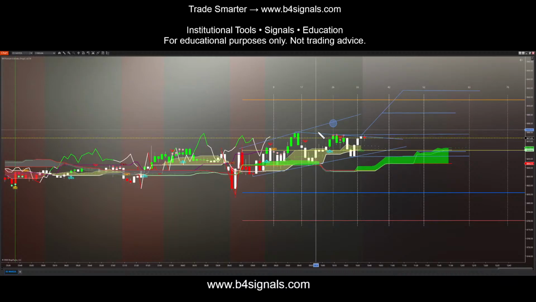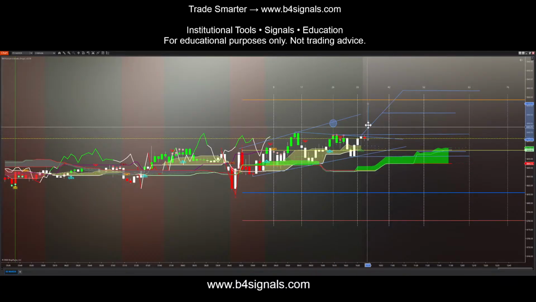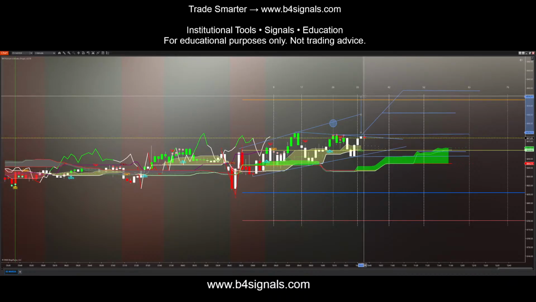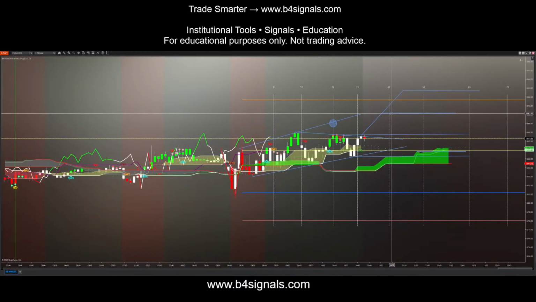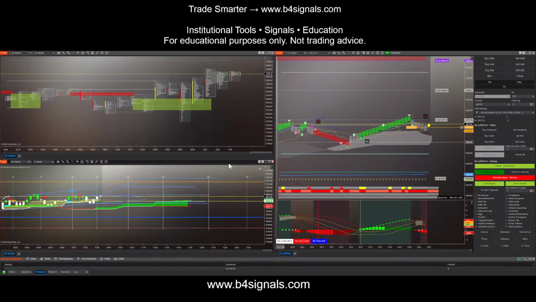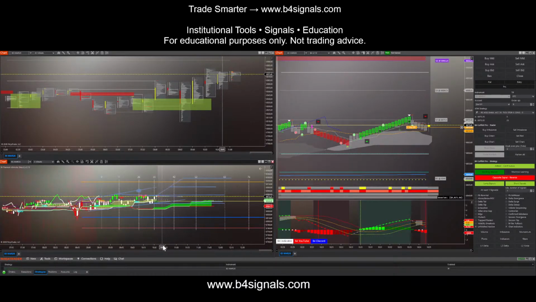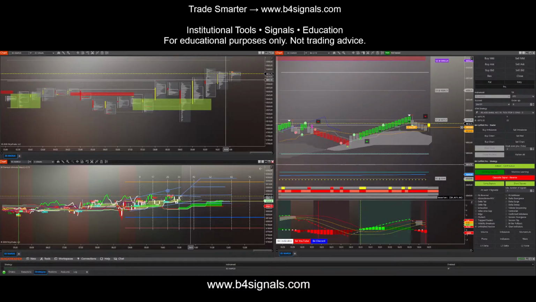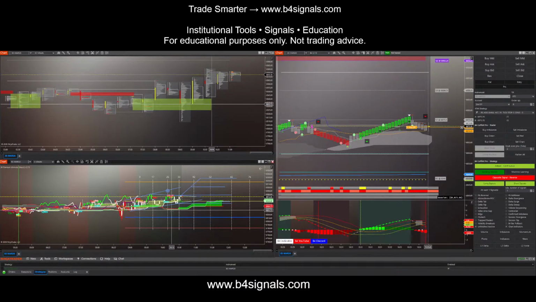Let me see if that quits making a pattern. That will probably measure the move of that pattern, close. Yep, there's the first target. There's the second target. Close. Okay, so if that breaks, that's our expectation of that. If it breaks to the downside, it's just drawing the inverse of that.